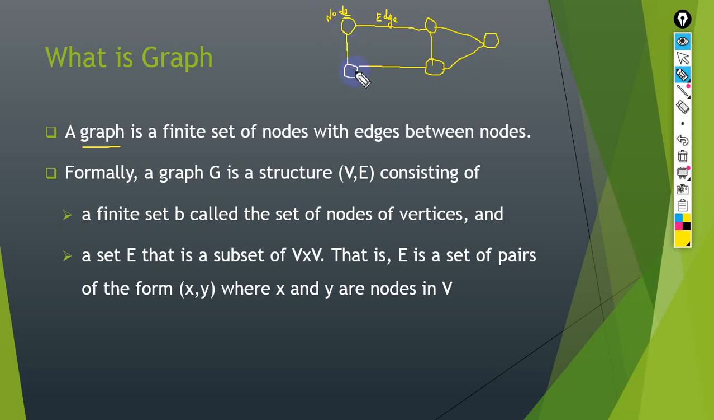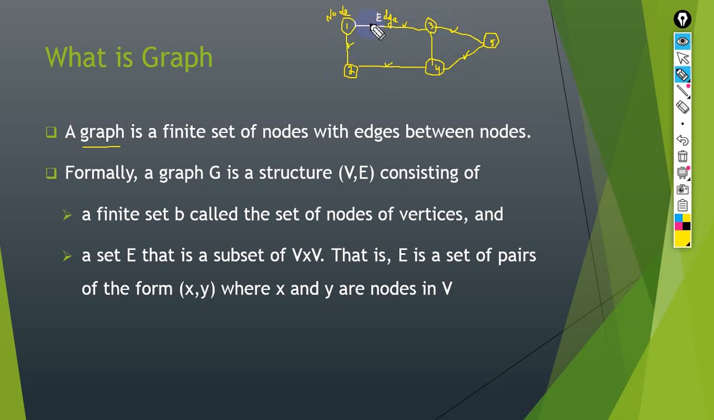So how many nodes do we have in this? 1, 2, 3, 4, 5. So we have 5 nodes. And how many edges? This is edge 1, 2, 3, 4, and then 5. So we have 5 edges and 5 nodes.